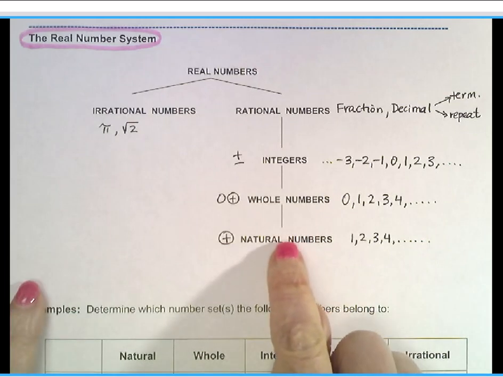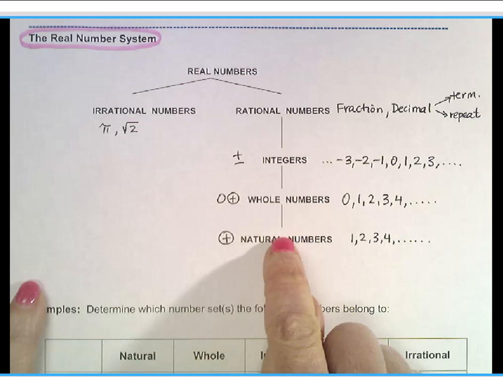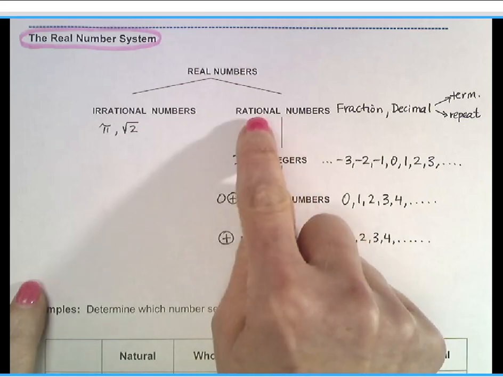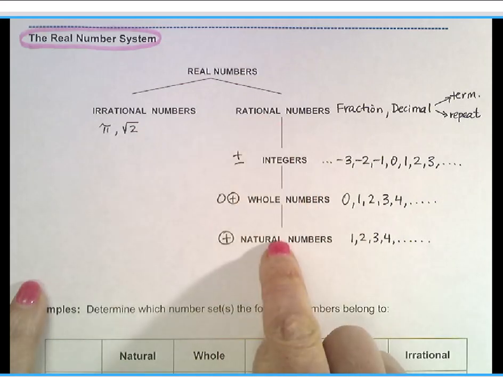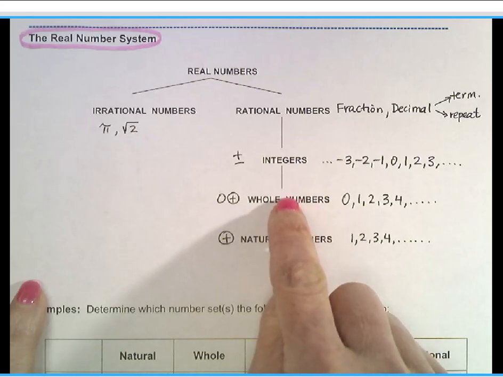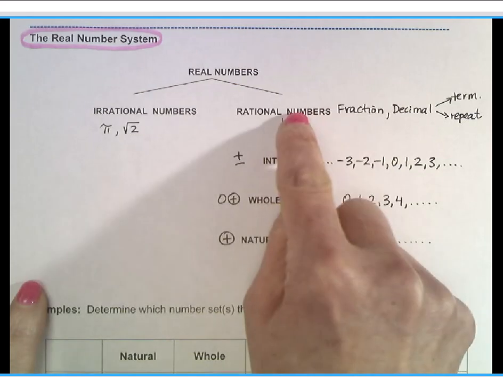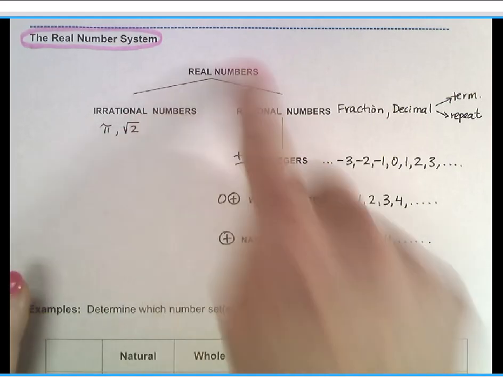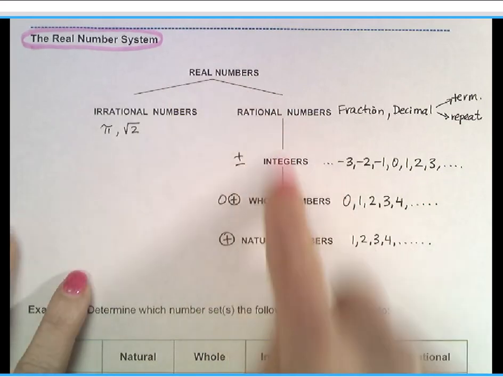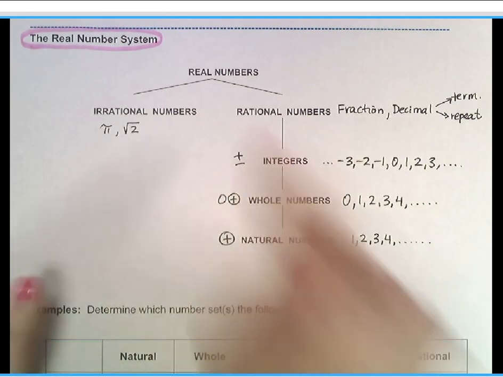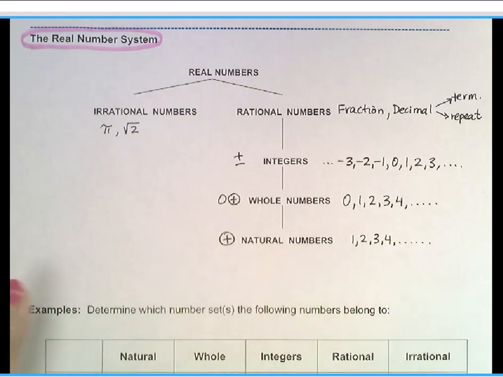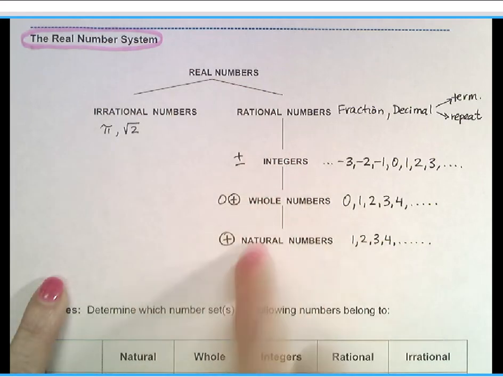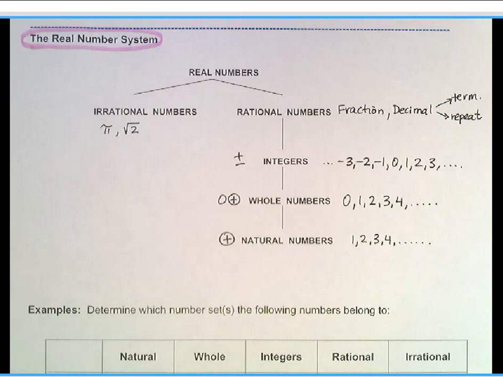If you're in a set, you're also in the sets above it. So all the natural numbers are part of the whole numbers, which are part of the integers, which are part of the rational numbers, which are part of the real numbers. I would suggest being able to draw this. It's kind of like an umbrella. Maybe you want to come up with a sentence. I don't have a cute example of a sentence to remember the order, but real, rational, integer, whole, natural. That's the order they go in, and you definitely need to know that.